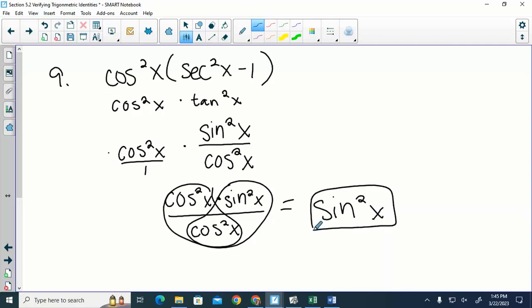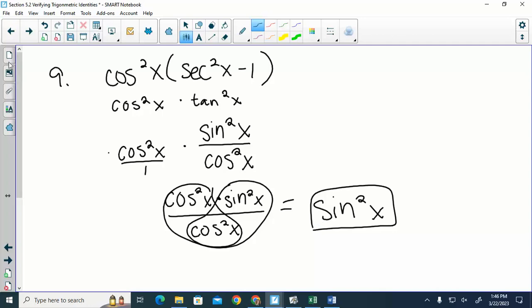Did anyone do this problem differently? How'd you do it? Actually, the one I was going to do was 1 over cosine x squared minus 1, and then that was 1 minus cosine x squared divided by cosine x squared. Just from there, that was it. Yep, that works as well. So there's not just one way of doing it. You could have gotten it multiple ways here. All right. Is this one okay?